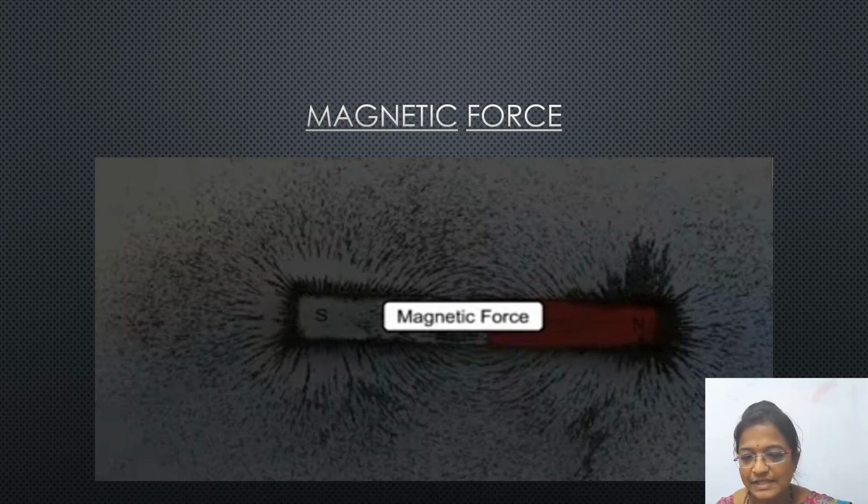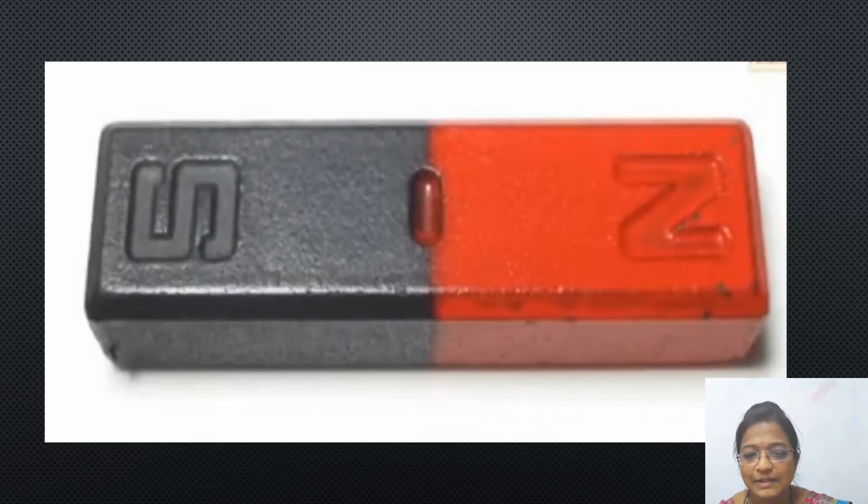You can see here, this is the magnet which has two poles, the North Pole and here the South Pole. Every magnet has two poles, North Pole and South Pole, and iron will be attracted to the poles of the magnet, that is North and South.